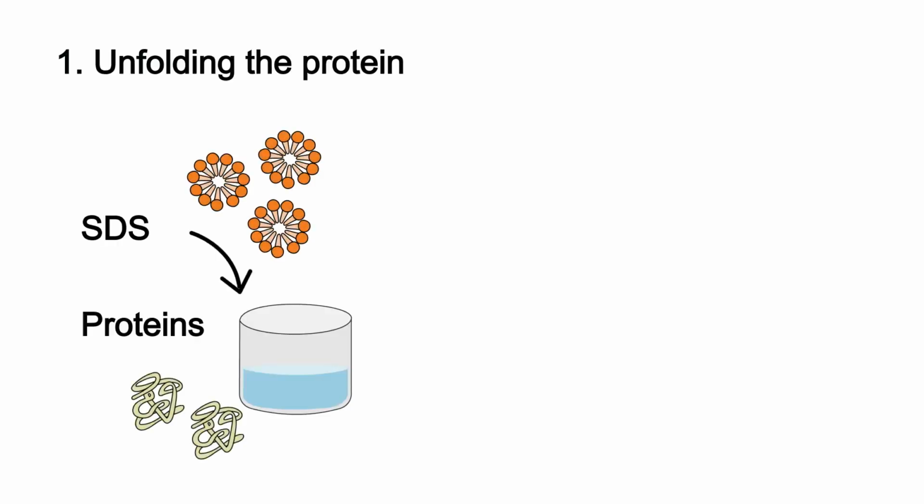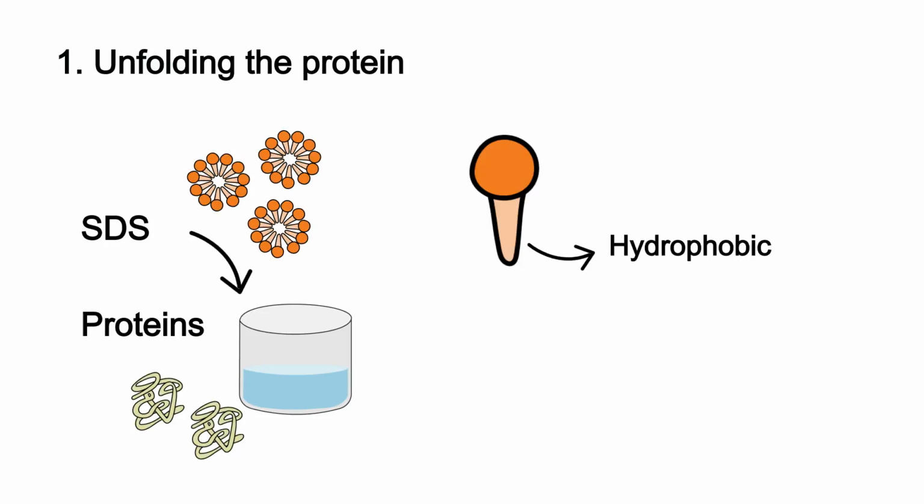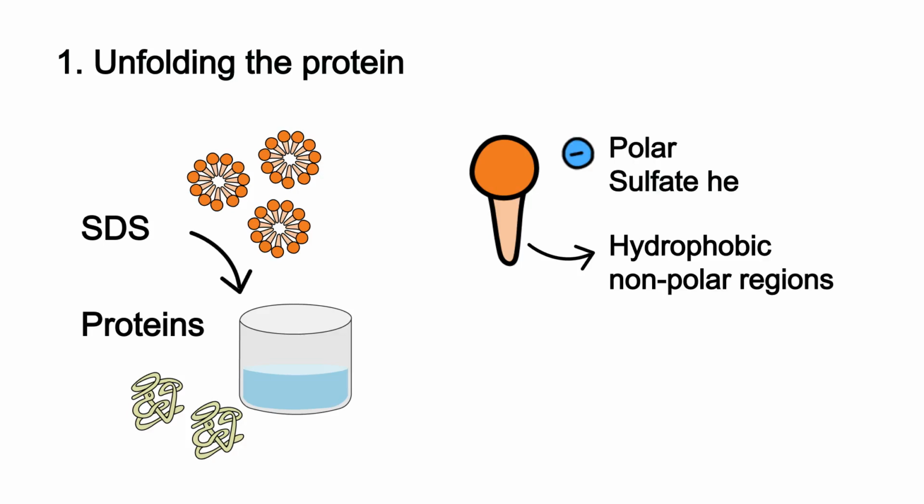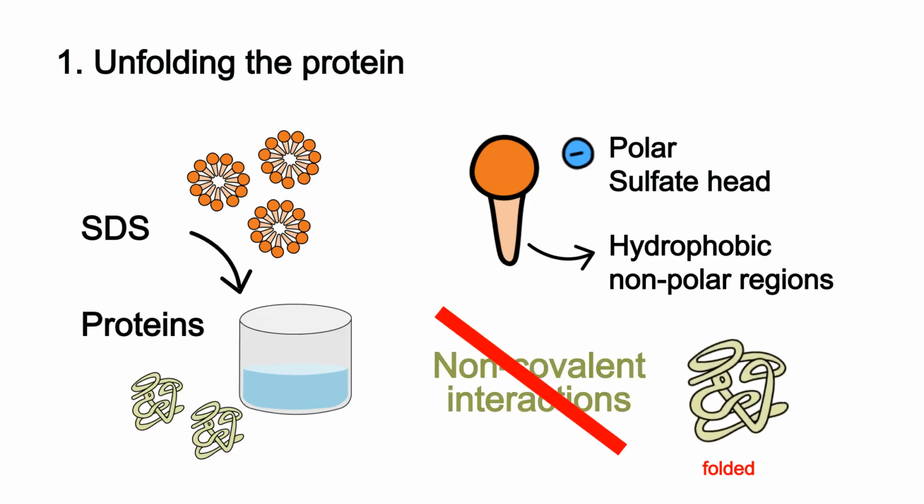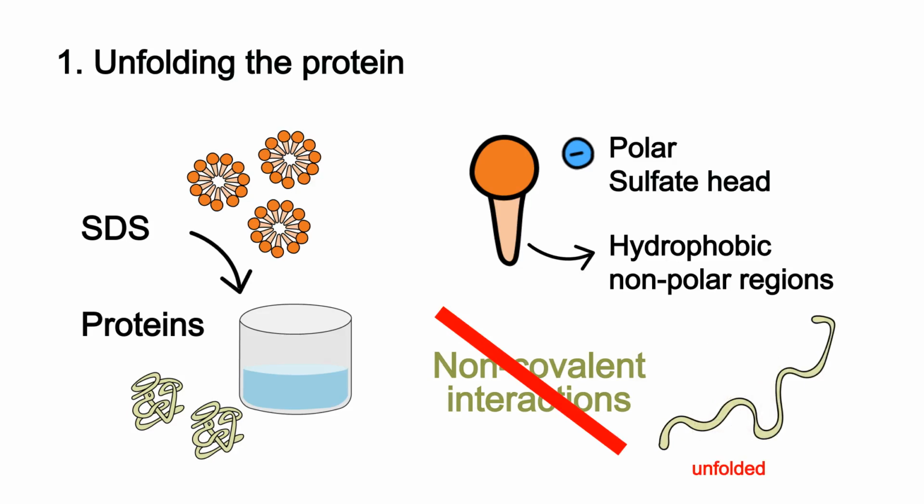When added to a solution of proteins, the hydrophobic tail of SDS will interact with the hydrophobic nonpolar regions of the protein, while the polar and negatively charged sulfate group will interact with surrounding water molecules. This causes the protein to unravel and denature, as it disrupts the non-covalent interactions that held the protein in its folded position.